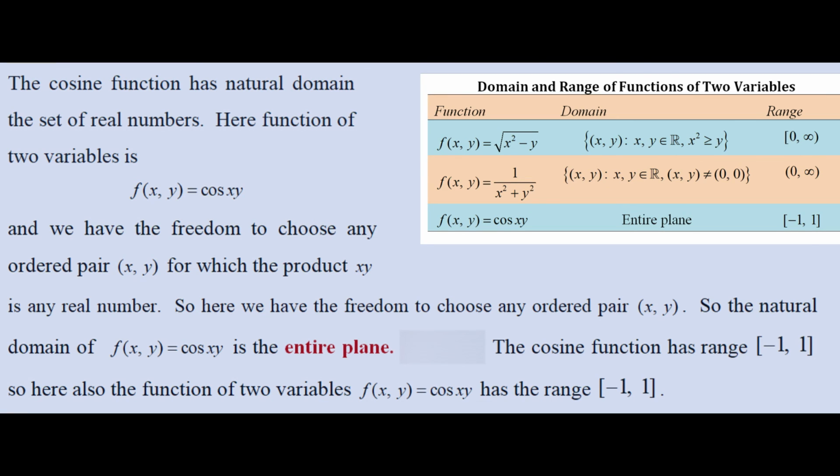We know that the trigonometric cosine function has the natural domain the set of real numbers. Here our function of two variables is cos xy, and here we have the freedom to choose any ordered pair xy such that the product xy is any real number. So the domain of cos xy is the entire plane. From calculus class we know that the cosine function has the range closed interval -1, 1. So here also the function of two variables cos xy has the range closed interval -1, 1.